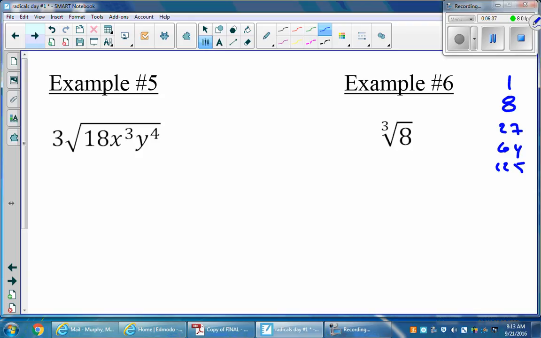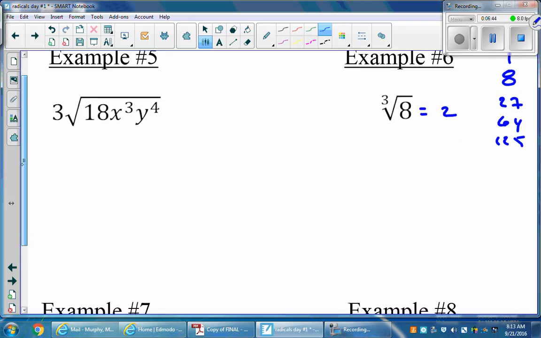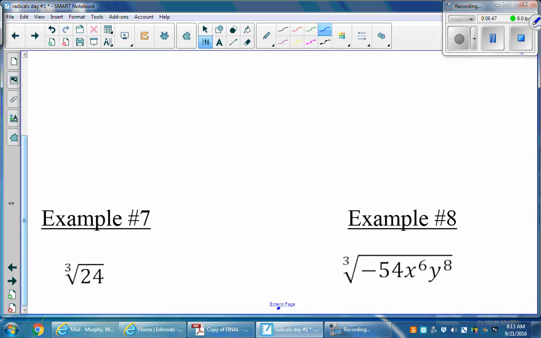Well, obviously 8 is a perfect cube. So then I have to ask myself, what number times itself 3 times? And that, of course, is just going to be 2. Now, example 7, again, we're dealing with cube roots.